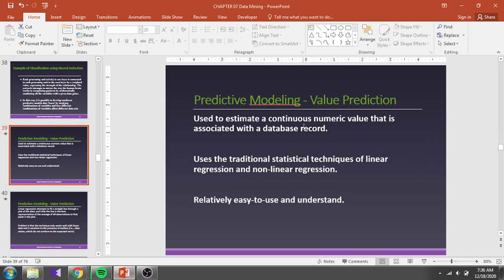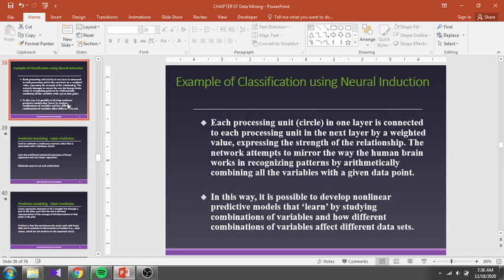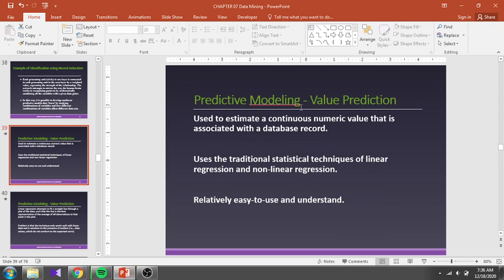Alright. Value prediction is used to estimate the continuous numeric value that is associated with the database record. Tadi neural induction. This one we go to the another one. On the value prediction, okay, we're gonna compare with the database record that we have. Use the traditional statistical technique of linear regressions and non-linear regressions.